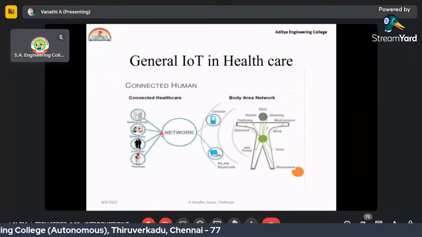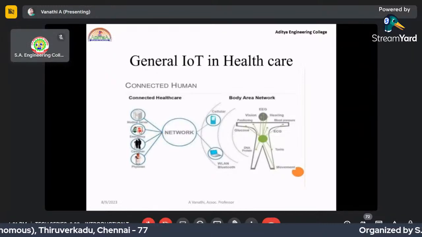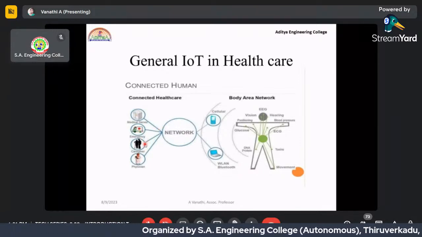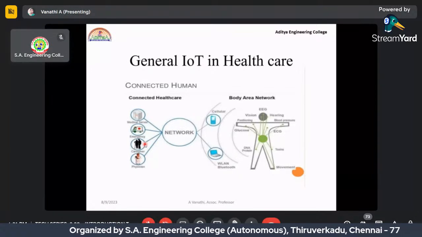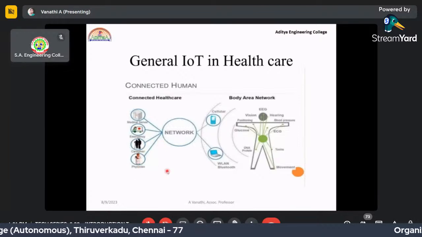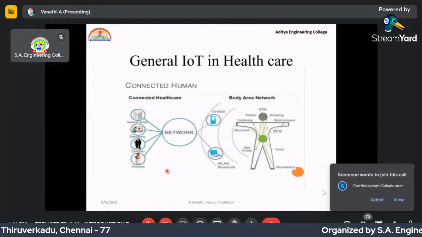It also helps to send emergency messages to the ambulance in case of any emergencies. It helps mainly old people, where they have continuous monitoring also. And it can alert the physician also. It gives a continuous touch. They can monitor the patient remotely.